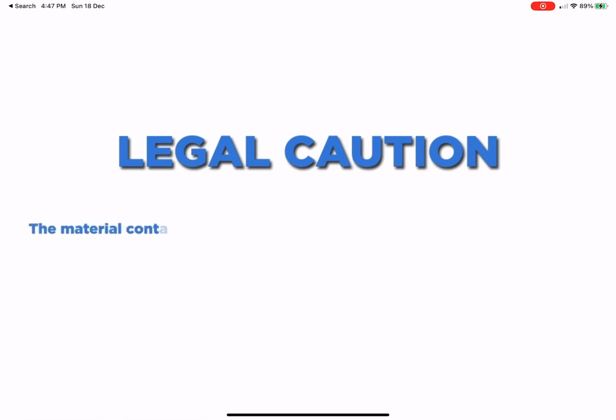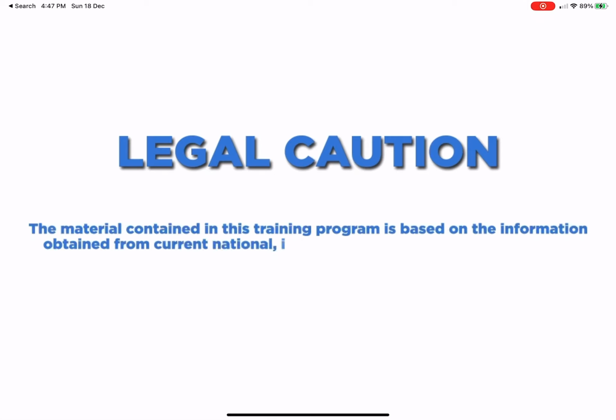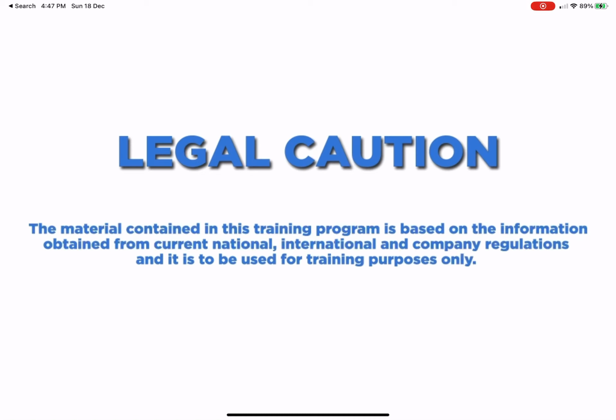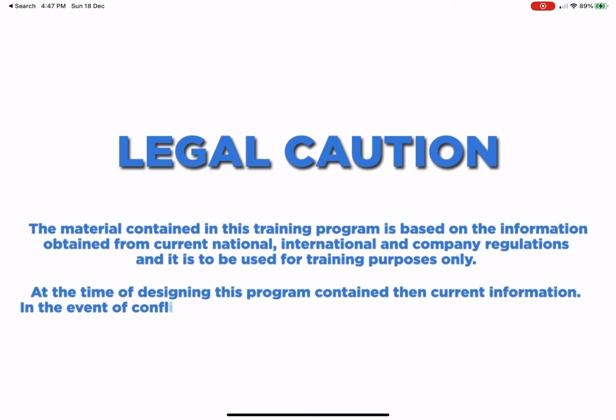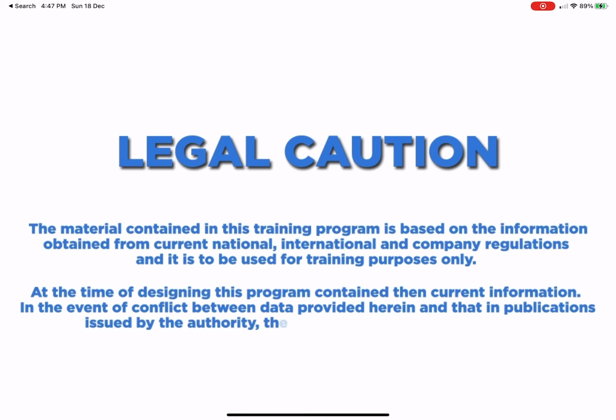The material contained in this training program is based on information obtained from current national, international and company regulations, and it is to be used for training purposes only. At the time of designing, this program contained then-current information. In the event of conflict between data provided herein and that in publications issued by the authority, the authority shall take precedence.